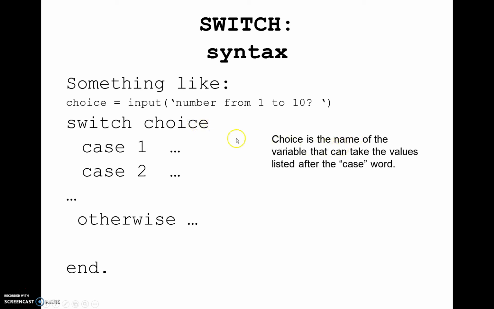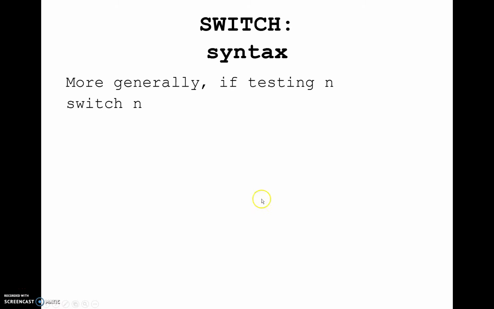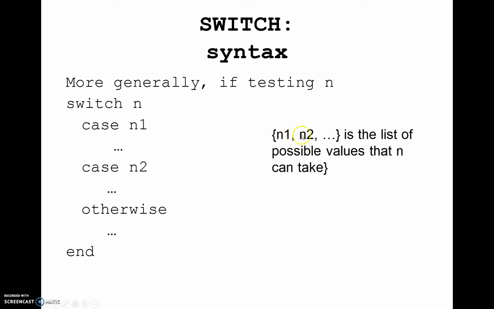So choice is the name of the variable that could take the different values. And here you write case, and then 1, 2, 3, and all the different possible values of choice that you think might exist. So just a little bit more generally, if you're testing n, switch n. Case n1, case n2, otherwise do something. So n1 to n2 and beyond are possible values that n can take.